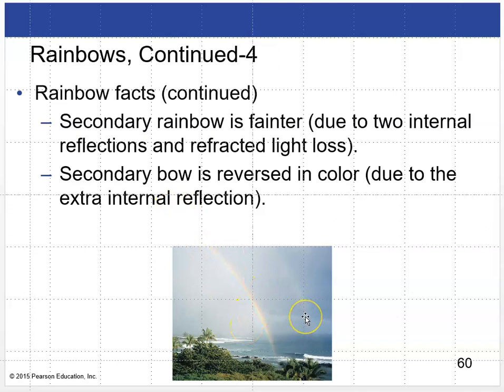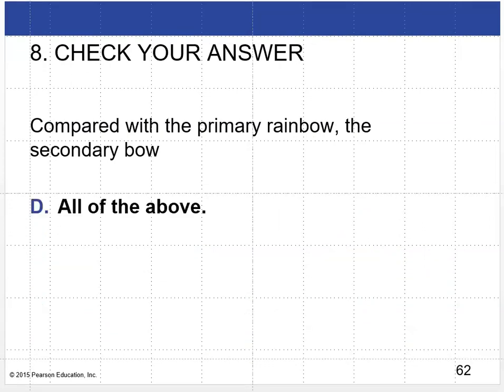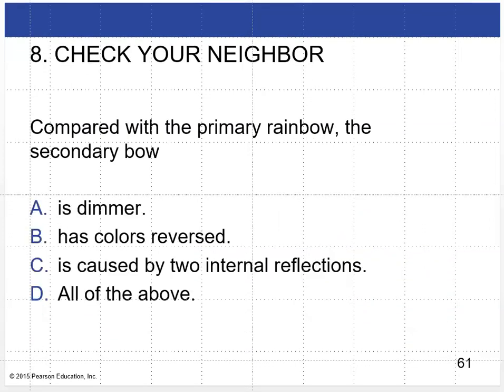Notice here's the secondary rainbow. Notice that the colors are reversed due to that additional reflection. Also notice that the color is fainter because there is more refracted light loss and more reflections. So you end up with more light loss here. The secondary rainbow is always reversed in colors and fainter than the primary one. Compared with the primary rainbow, the secondary bow is dimmer, has the colors reversed, and is caused by two internal reflections.